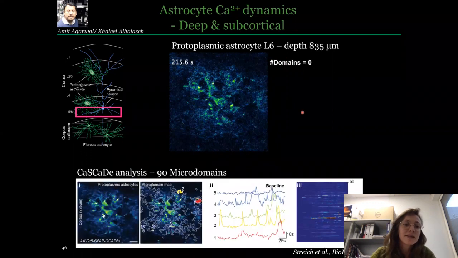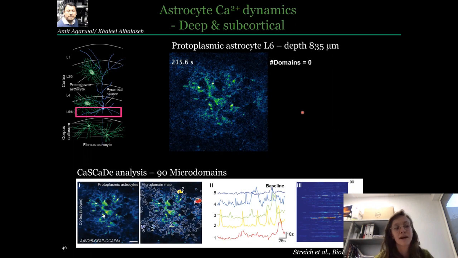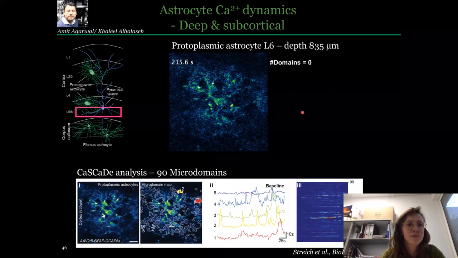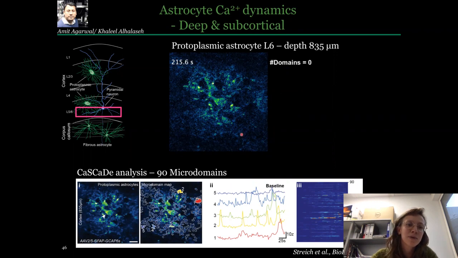And automatic detection of the microdomains was performed via CASCADES, which stands for Calcium Signaling Classification and Decoding, and which is an analysis pipeline developed in the group of Amit Agarwal. And data analysis was performed by Khalil, a master student in his lab. So in this example, we were able to extract 90 individual microdomains with a fairly good signal to noise ratio, as you can appreciate.